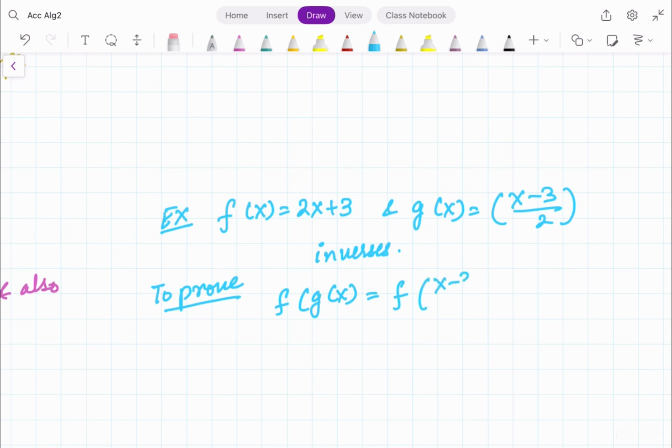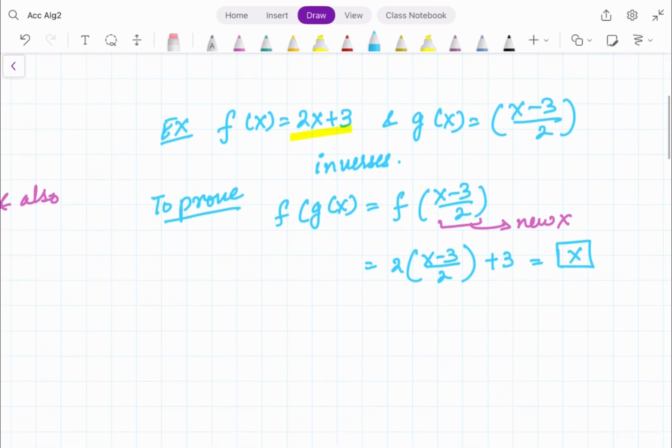g of x is (x minus 3) over 2. Now, (x minus 3) over 2, this is your new x. And we will plug it in f of x. New x. It is a good idea when you are trying these questions. Make a note for yourself. It is new x. It is just like training your brain. I need to plug the x as new x. Because f of x is 2x plus 3. Instead of x, you will plug new x, which is (x minus 3) over 2. And if you solve it, you will get x.